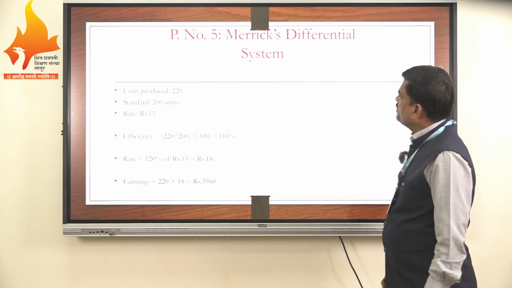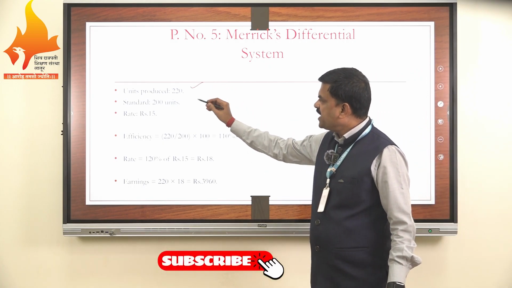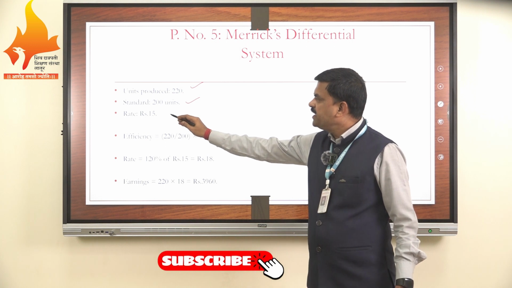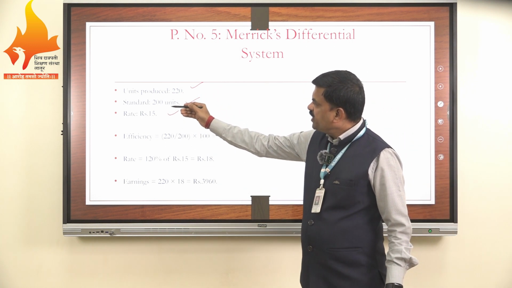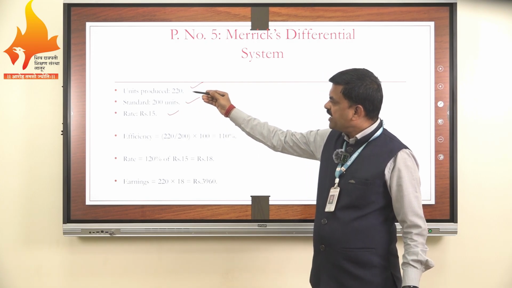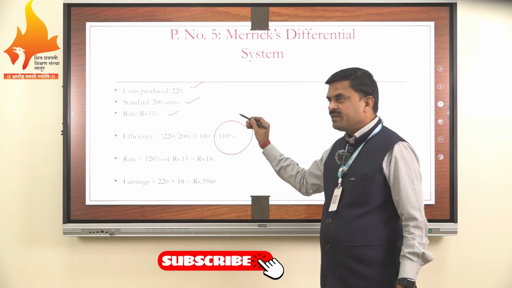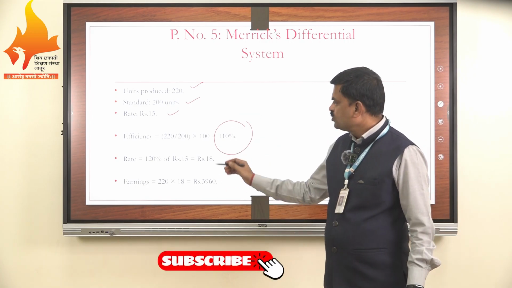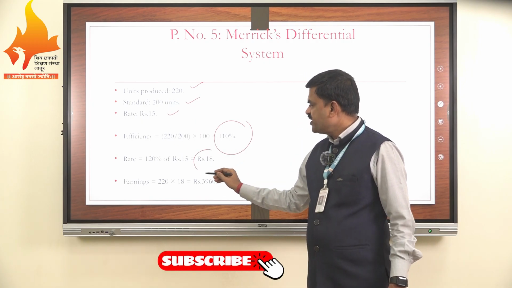Another example, under the Merrick's differential piece rate system, the units produced are 220, the standard units are 200, and the rate is rupees 15 per unit. So here the units produced are more than the standard units, so the efficiency comes to 110%, that is above 100%. So the worker will get 120% of the piece rate, which comes to rupees 18.